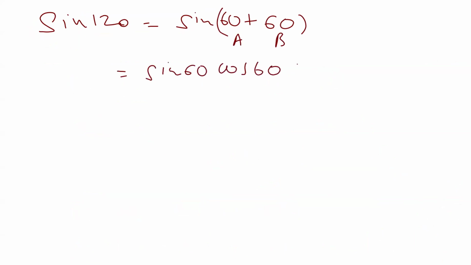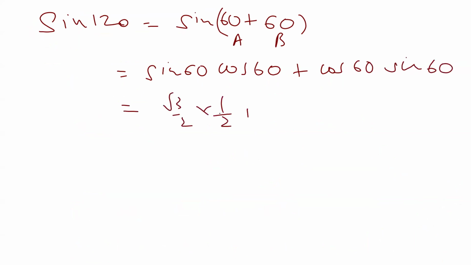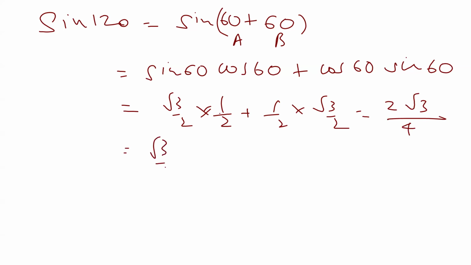Sine 120 can be written as sine 60 plus 60. Or you can also write 90 plus 30, take standard angles. So this is A and this is B. Apply compound angle formula. Sine A cos B plus cos A sine B. So root 3 by 2 into half plus half into root 3 by 2. So root 3 plus root 3 is 2 root 3 upon 4. So the answer is root 3 by 2.